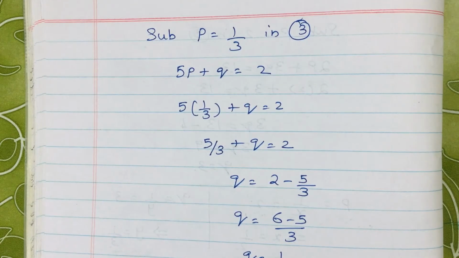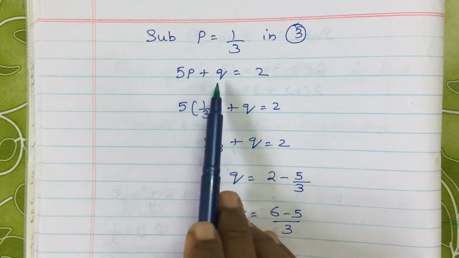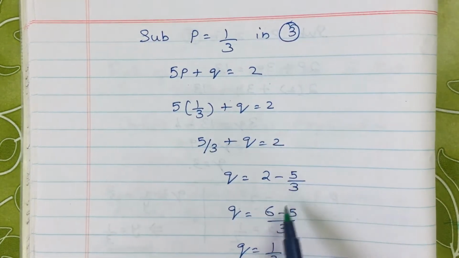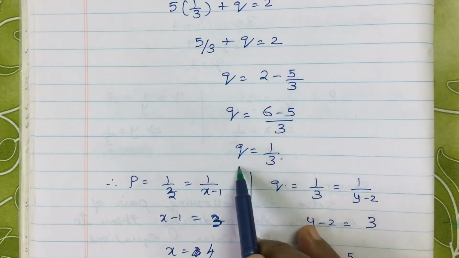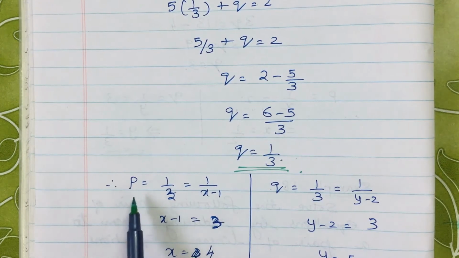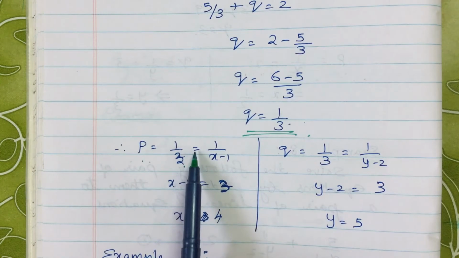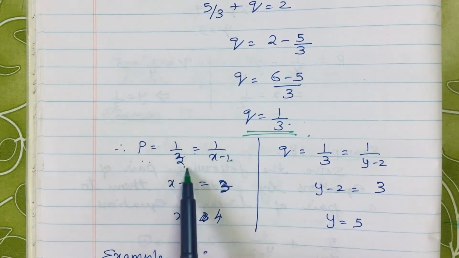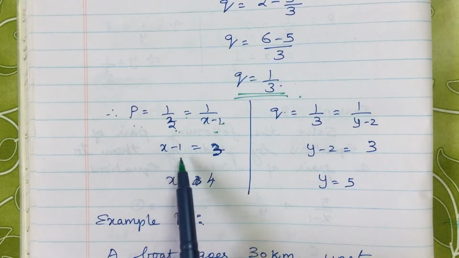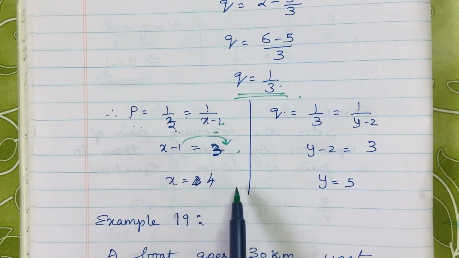And then substitute your p equal to 1 by 3 in equation 3. So my third equation is 5p plus q is equal to 2. So 5 into 1 by 3 plus q is equal to 2. So on simplification, you will be getting it as q equal to 1 by 3, right? So already you have found out p as 1 by 3, but you have assumed p as 1 by x minus 1. So 1 by 3 equal to 1 by x minus 1. On cross multiplying, you will be getting it as x minus 1 equal to 3. Therefore take this 1 to the other side. So x is equal to 4.